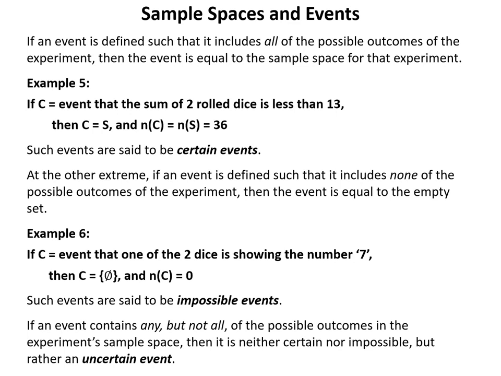If an event contains any but not all of the possible outcomes in the experiment's sample space, then it is neither certain nor impossible, but rather we call this an uncertain event. And of course, statistics is primarily focused on uncertain events, because when an event is uncertain, we don't know for sure whether or not it's going to happen, and we may try to employ statistical methods to predict the likelihood that it may or may not happen.